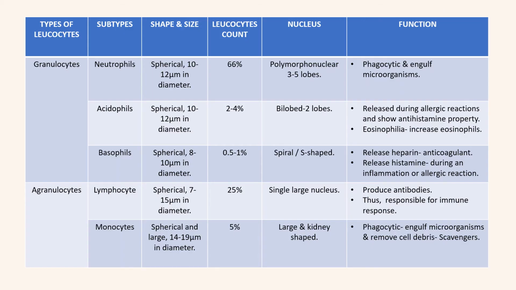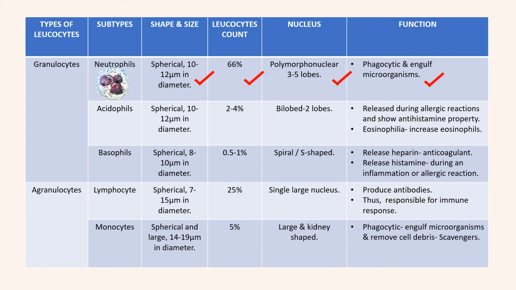The first type of granulocytes is neutrophils. These are spherical, and about 10 to 12 micrometer in diameter. Neutrophils constitute about 66% of the total leukocytes present in blood. These are polymorphonuclear, which means they have many lobes in the nucleus. Ideally they have 3 to 5 lobes. Neutrophils are phagocytic in function, as they engulf microorganisms.